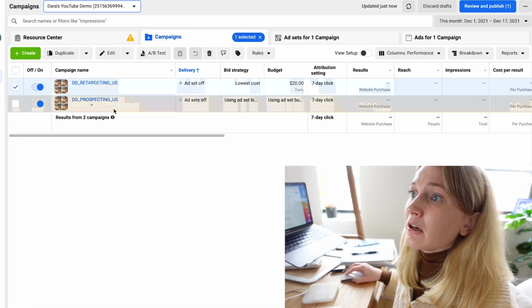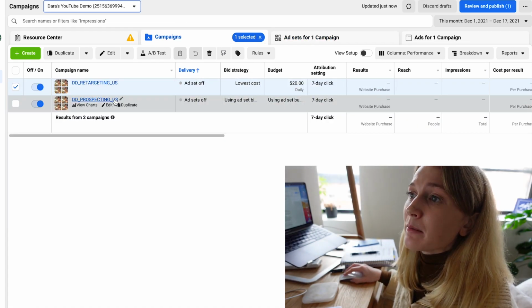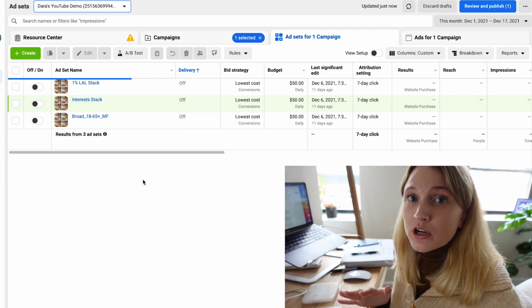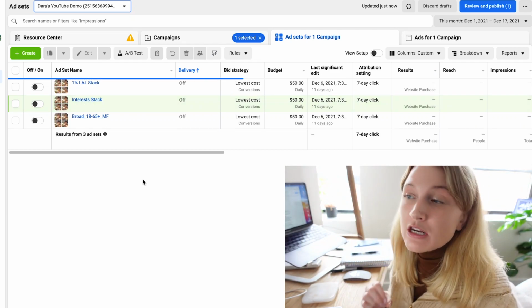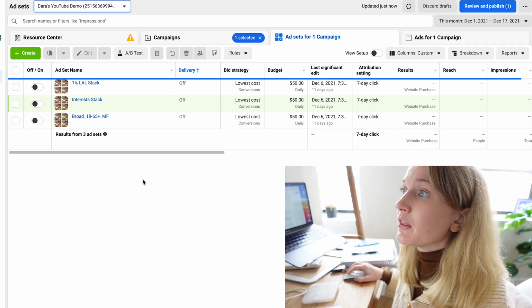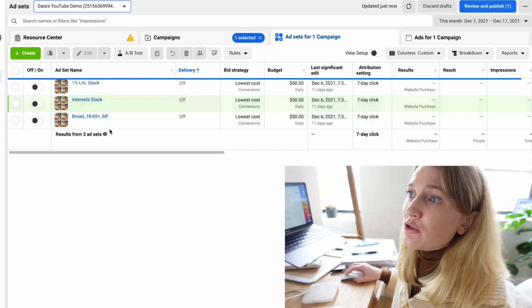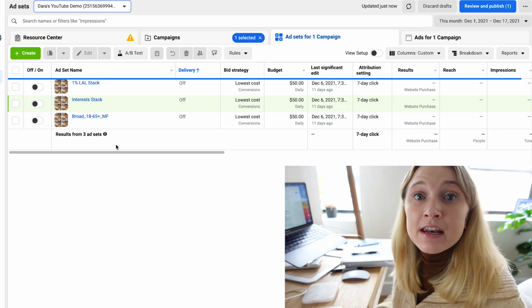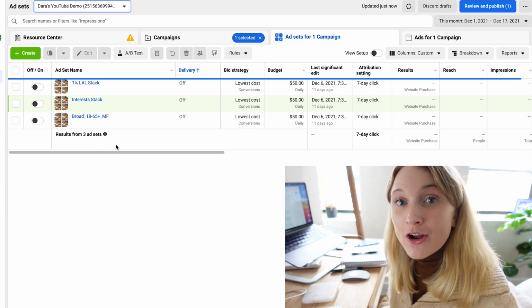Now let's pop back here into the prospecting campaign. So prospecting audiences are audiences that have never had any touch point with your brand. They are cold, brand new audiences. And for a brand that's only spending $5,000 per month, we're going to break that out into 3 ad sets where I have a lookalike stack, an interest stack, and then a completely broad audience targeting all of Facebook.